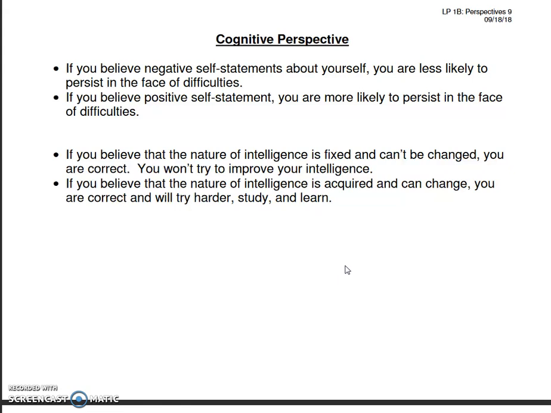Also, in 202, we talk about intelligence. If you believe that the nature of intelligence is fixed and can't be changed, you're correct. You aren't going to try to improve your intelligence. You're not going to try hard. You're not going to learn. You're not going to try new things. But if you believe that the nature of intelligence is acquired and can change, you are correct. You're going to try harder. You're going to study. You're going to learn. You're going to do new things. So whether you believe intelligence is fixed or not, your behavior is going to be influenced by those beliefs.